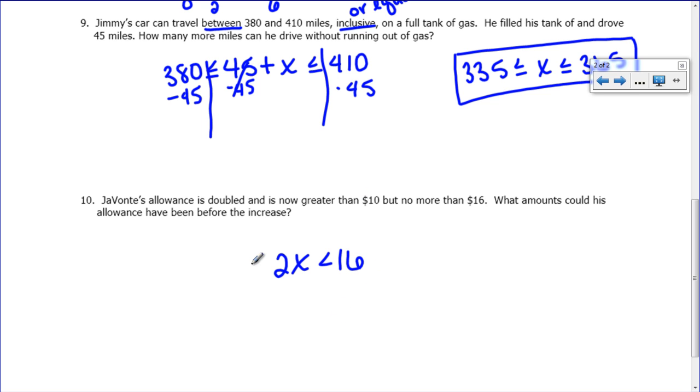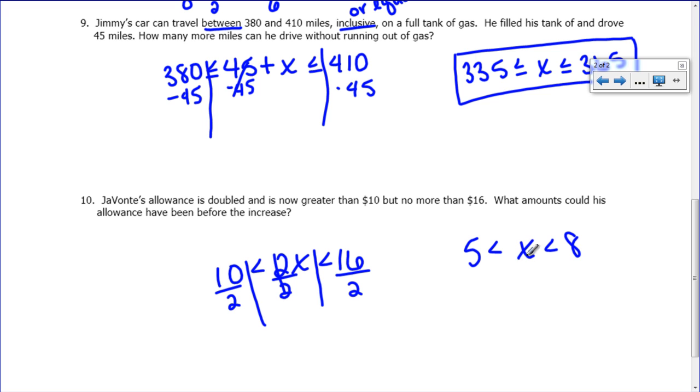And if it's greater than 10, remember my symbols have to face the same direction. Since this one was less than, this faces the less than direction, but this part of the inequality is written backwards, so it really says this is greater than 10. It's just written backwards. To solve it, I want to get x by itself, so I'm going to divide by 2 everywhere. So I end up with 5 is less than x is less than 8. So x, his allowance before the increase, is anything between $5 and $8. That's the answer to our inequality.